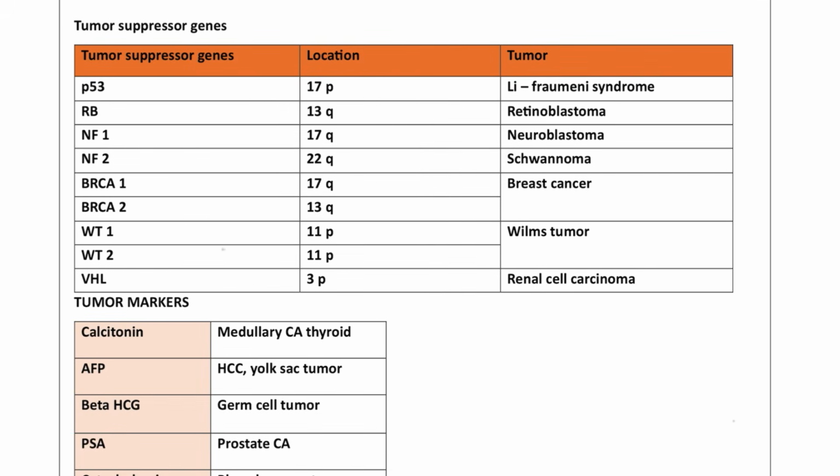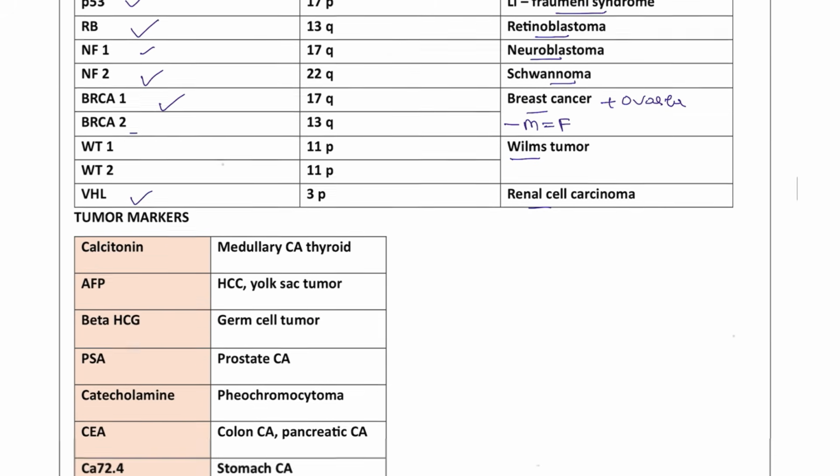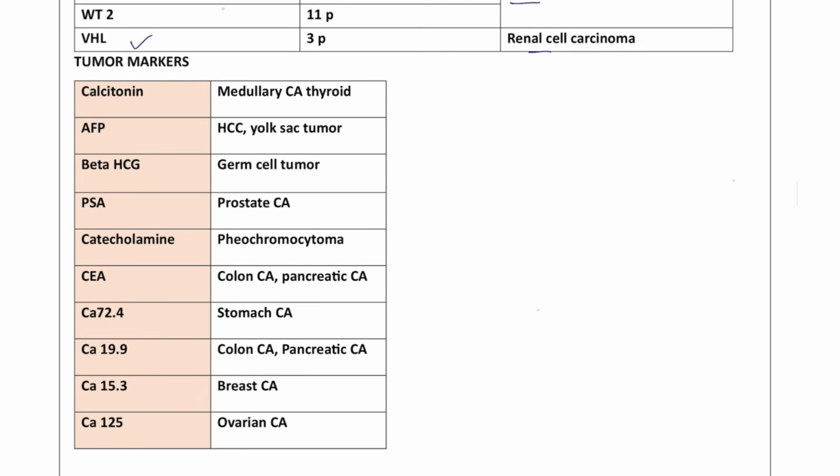Next, tumor suppressor genes. P53 is going to cause Li-Fraumeni syndrome. If the RB gene is destroyed, then it can cause retinoblastoma. NF1 is for neurofibromatosis, NF2 is for schwannoma. Chromosomes are rarely asked, so don't focus on them. BRCA1 is for breast cancer plus ovarian cancer, and BRCA2 is for male and female breast cancer. Both are going to have BRCA2 mutations. WT1, WT2 is for Wilms tumor, VHL is for renal cell carcinoma. That is von Hippel-Lindau syndrome.